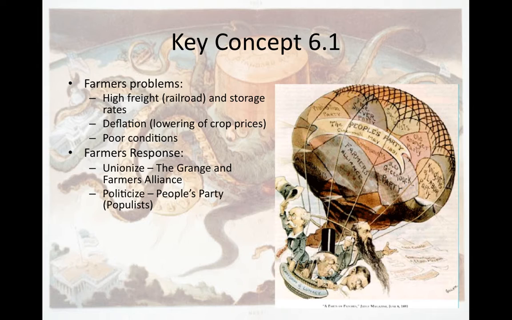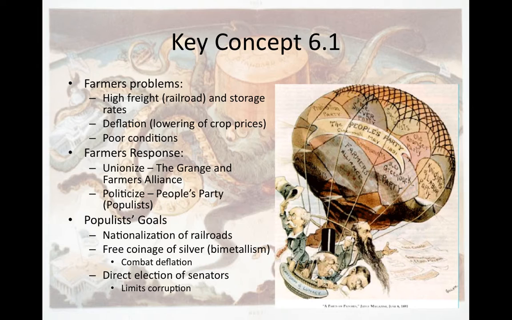Now, their initial response is to unionize, so they're essentially workers from the very beginning. They unionize into groups like the Grange and the Farmers Alliance. Then, once they realize that that's not really going to go anywhere, they politicize themselves and they form a political party called the Populists, or the People's Party.